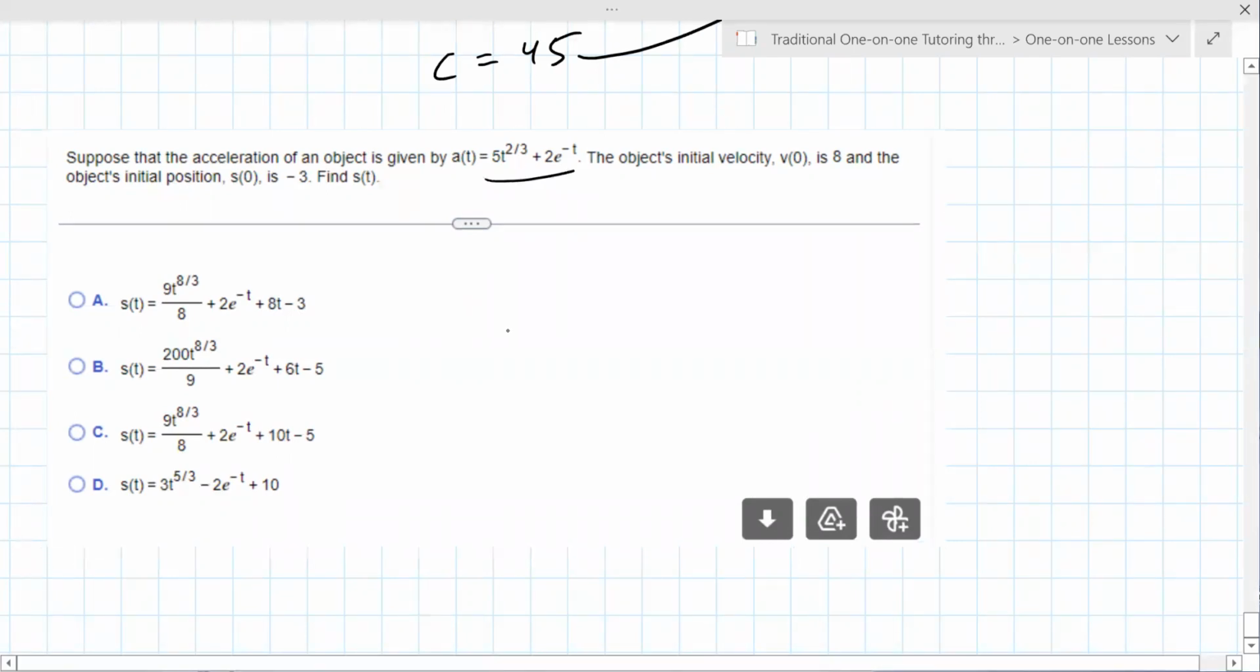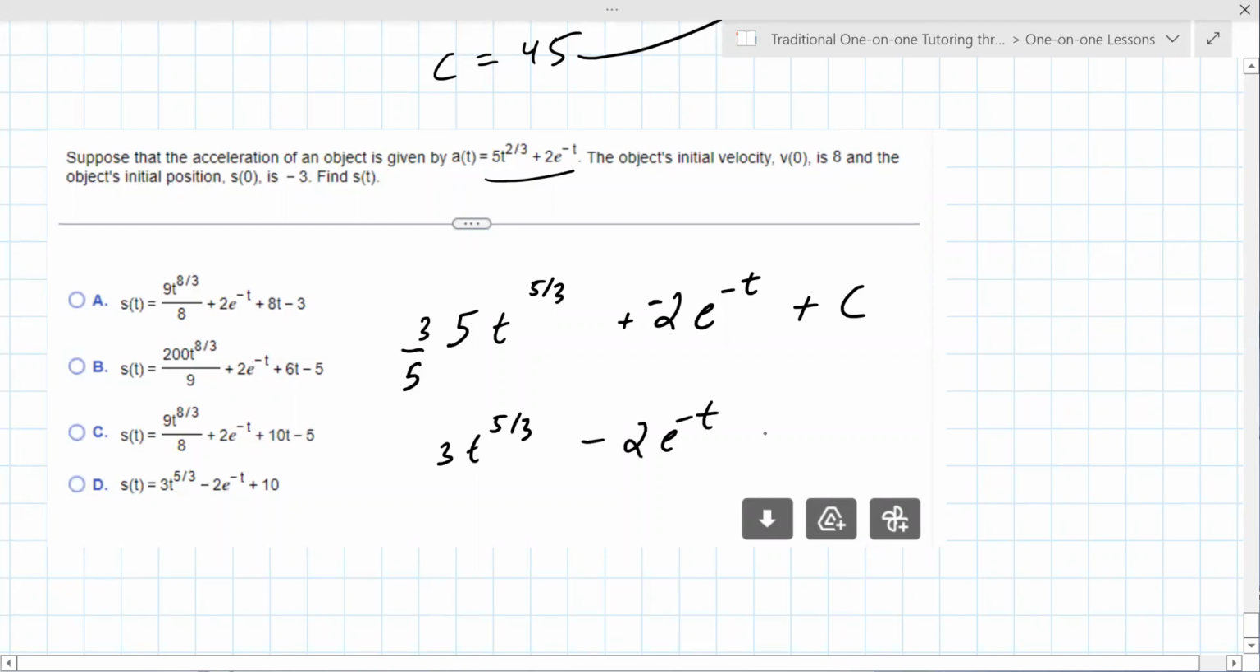The first time you integrate it, you get t to the 5/3 because you're adding 1 to the 2/3. You divide by 5/3, which is the same as multiplying by the reciprocal. So that ends up being just 3t to the 5/3. The e to the minus t becomes e to the minus t, but you have to deal with this negative. It comes out in front like that, plus c. This doesn't eliminate any answers because we have to find that constant of integration.